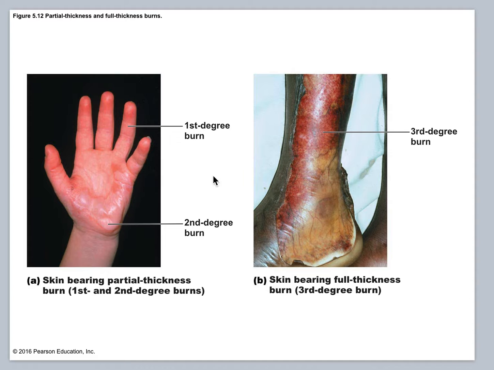Here's an example of first degree and second degree burn in the same hand. This could be a scald injury, for example. You have first degree burn, just redness of the fingers. Second degree burn is noted by the presence of this blister here on the palm. Third degree burn is a full thickness burn involving the whole thickness of the skin, epidermis, dermis, and maybe the hypodermis.